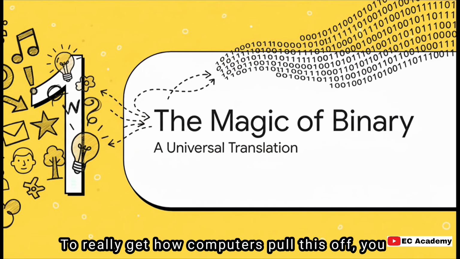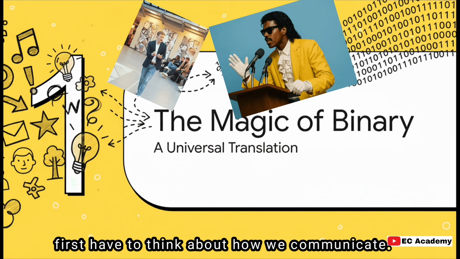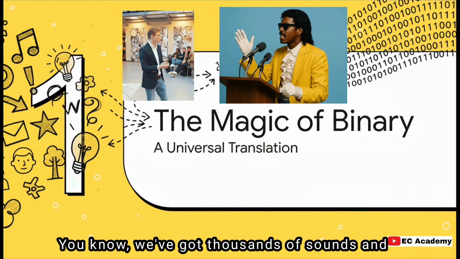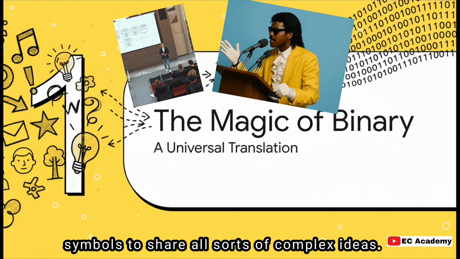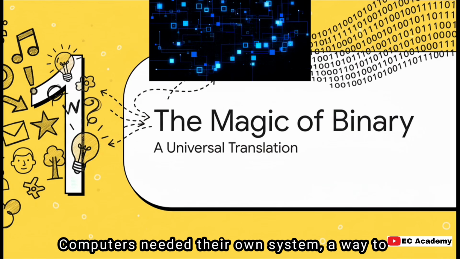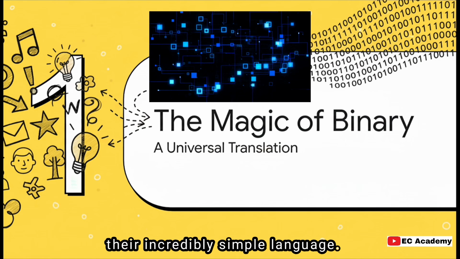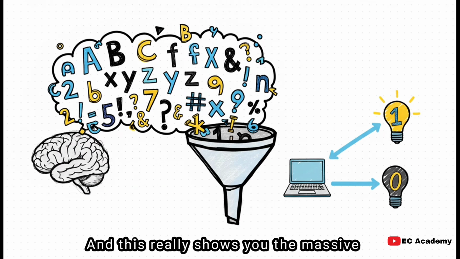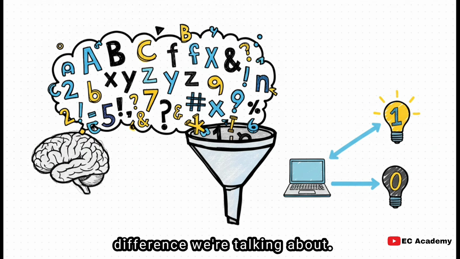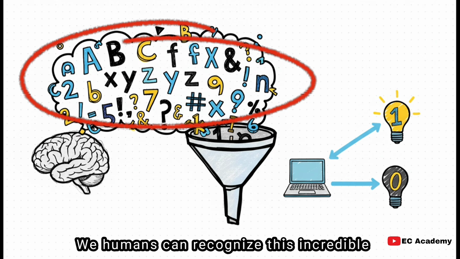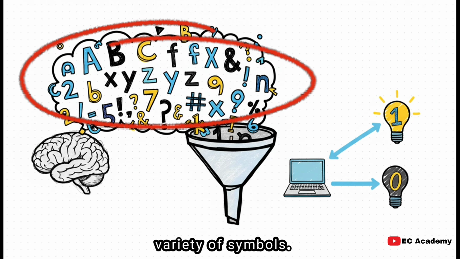To really get how computers pull this off, you first have to think about how we communicate. You know, we've got thousands of sounds and symbols to share all sorts of complex ideas. Computers needed their own system, a way to translate our messy, complicated world into their incredibly simple language. And this really shows you the massive difference we're talking about. We humans can recognize this incredible variety of symbols.